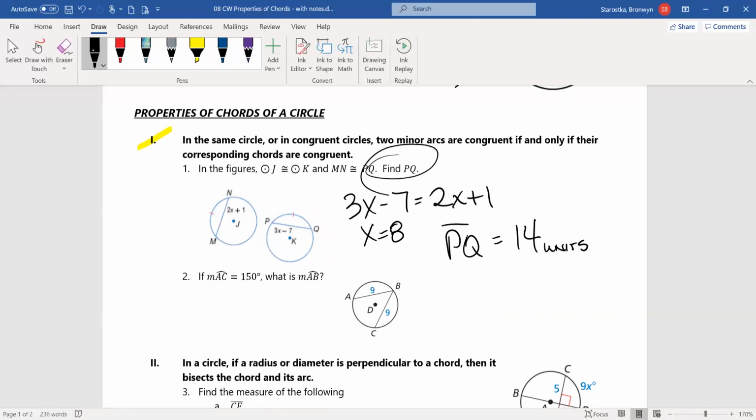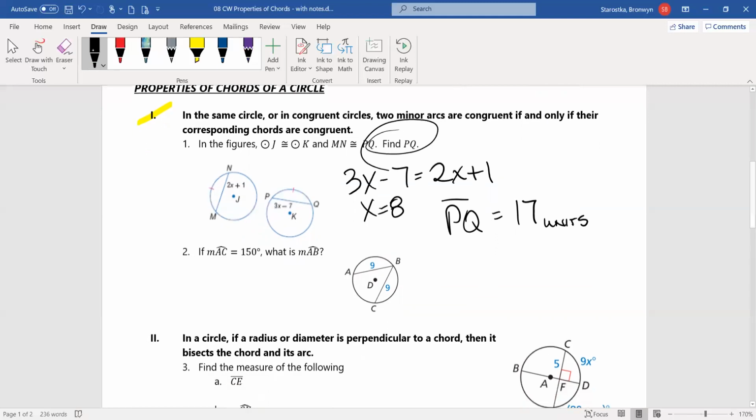If you don't want to subtract, you know that MN is the same length. You could go, hey, 2 times 8 is 16 plus 1 is 17. Why did I write 14 there? That's crazy. I just said 17. All right, here we go.